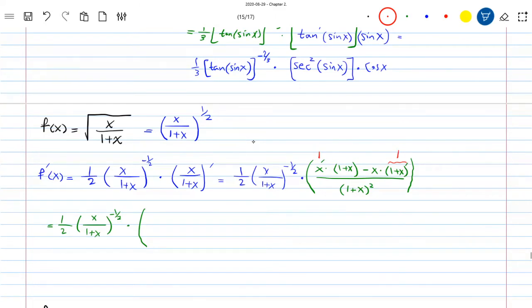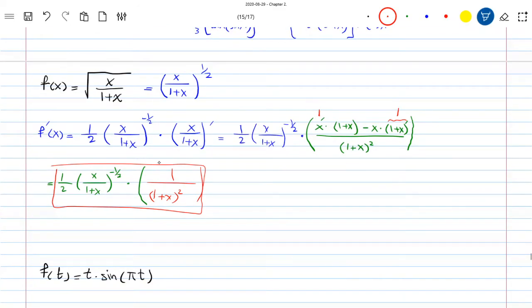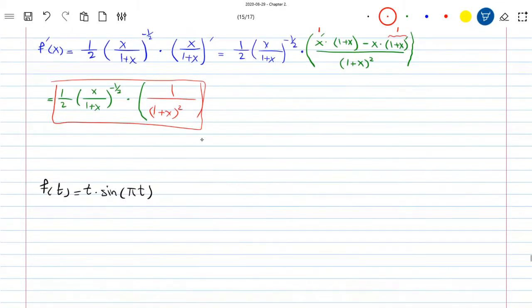So what you have is 1 times 1 plus x is 1 plus x minus x times 1, x. And these two will cancel out. So you have 1 divided by 1 plus x squared. I'm going to erase these parts and say 1 divided by 1 plus x squared. And this is the derivative. This whole thing is the derivative of square root of x plus x over 1 plus x. Again, simplification is not the goal here. The goal is to take the derivative, make sure there is no prime left at the end.